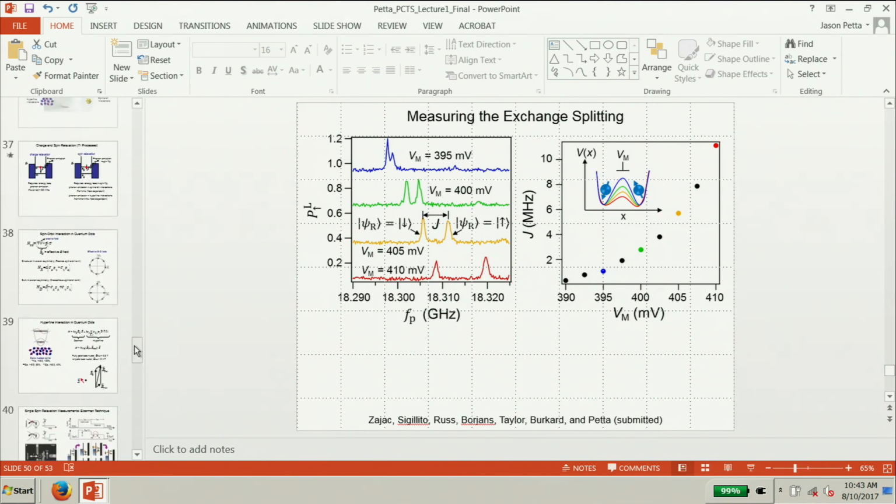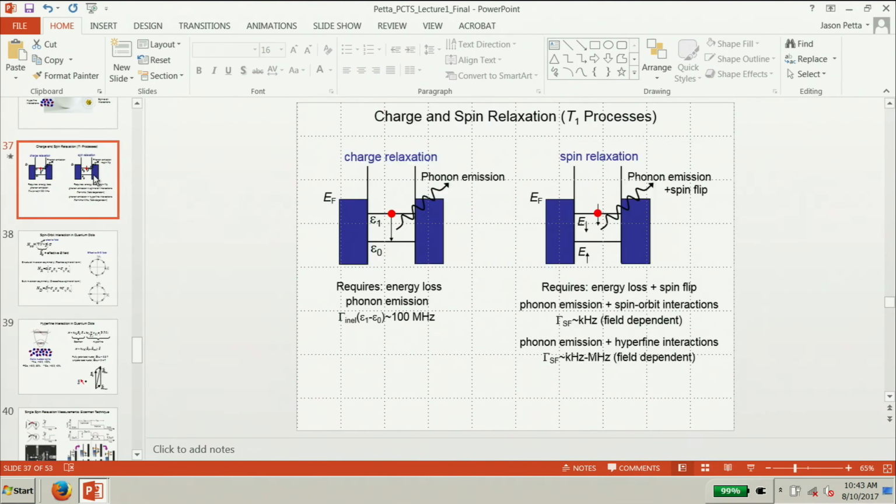For the T1, there are two different T1s in our system. There's a charge T1 time. Just imagine I get rid of spin altogether and I just have an orbital excited state with spin up and an orbital ground state with spin up, and the spin doesn't change, and I just look at relaxation. That's fast. That's about a 10 nanosecond relaxation time just for charge. When you add on spin, you need to lose that energy into the phonon, but also flip the spin due to spin orbit coupling. And this leads to a lifetime that's much longer.